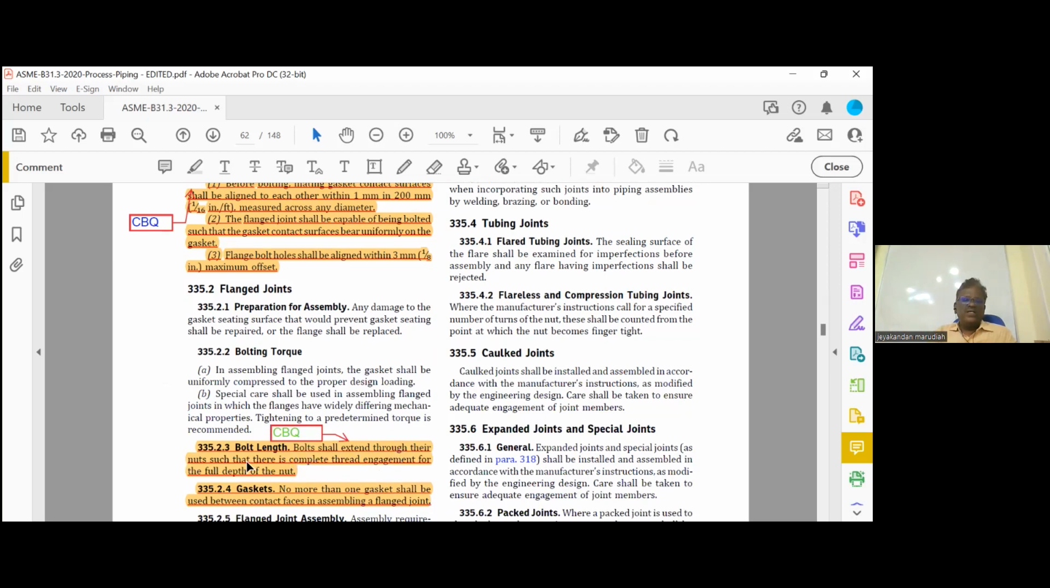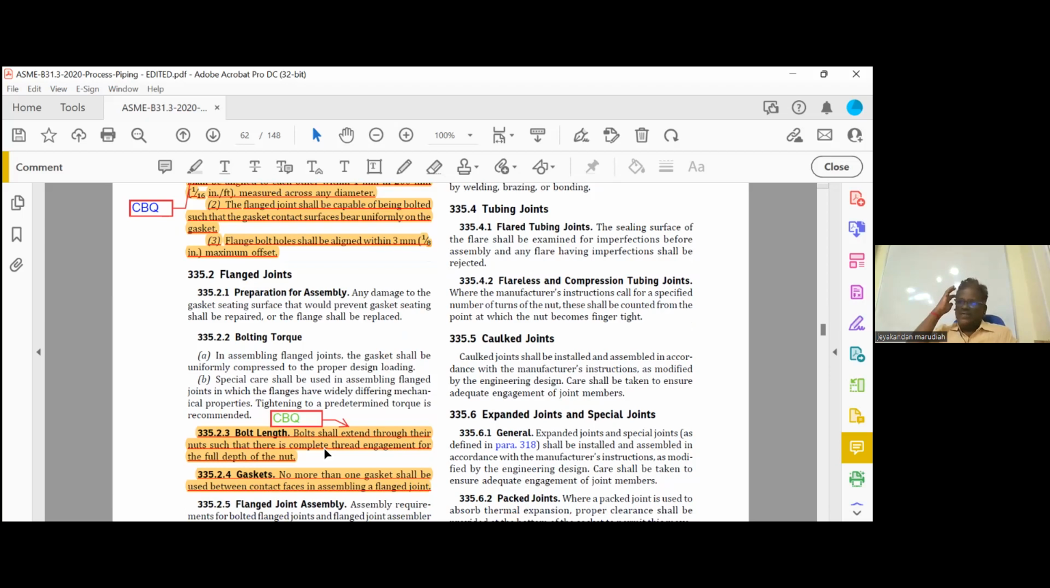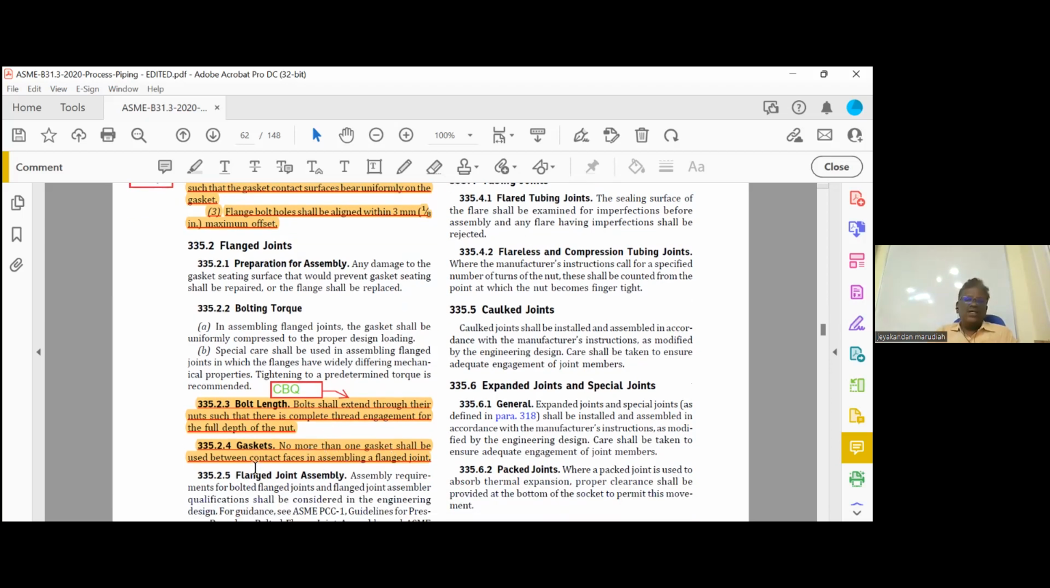Bolt shall extend through the nut such that there is complete thread engagement for the full depth of the nut. So the code does not say how many threads should come outside. 1 thread, 2 threads, the code does not say. It should completely come out. That's all. This is a close book question recently asked. Then gasket, we have to use only a single gasket. Multiple gaskets should not be used. No more than one gasket shall be used between the contact faces in assembling the flanged joint.